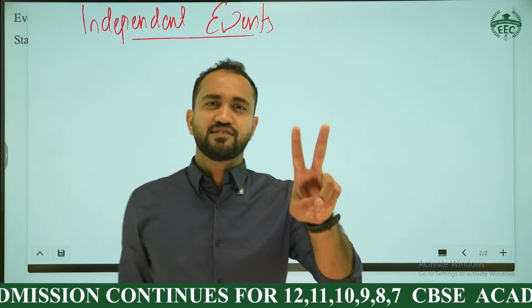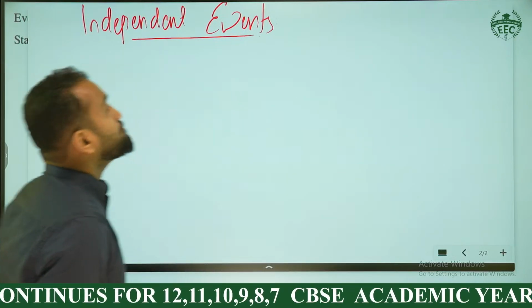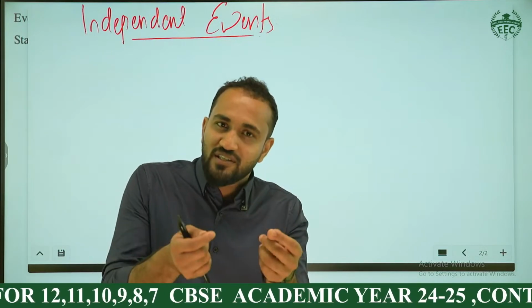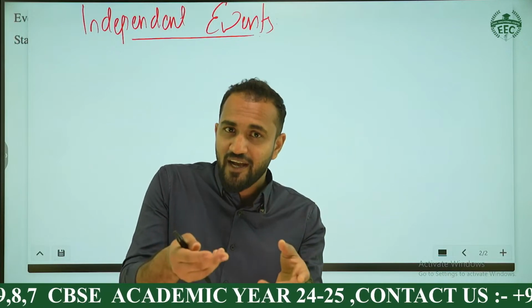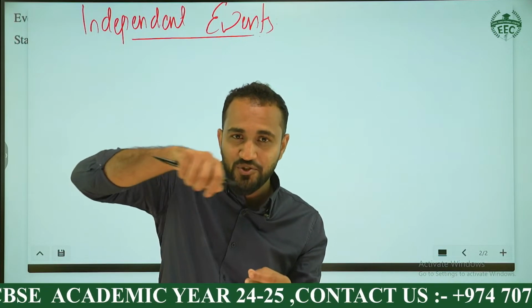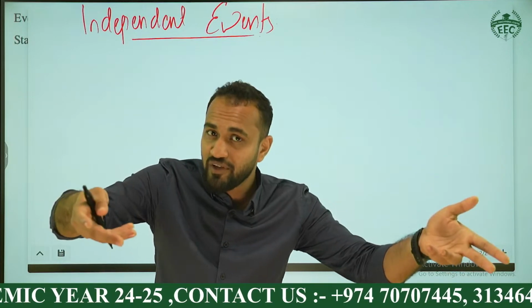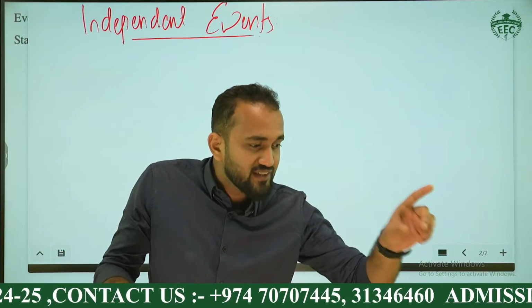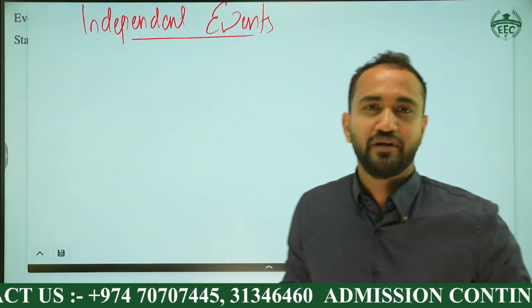I will define this within 2 minutes. Independent events, as the title indicates, are events that do not depend on each other. They are independent of each other, which means that the occurrence of one event does not affect the occurrence of the other event. What is the meaning of that? Whether event A happens or not will not affect the occurrence of event B. That is the pure mathematical meaning of independent events.